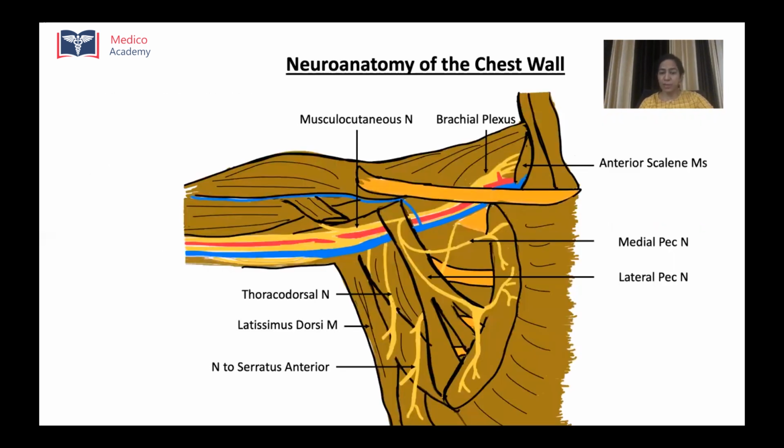Coming to the neuroanatomy of the chest wall. So here we are dealing with just the anterior part of the chest wall as well as the lateral part of the chest wall. So the anterior chest wall is mainly supplied by the medial pectoral nerve as well as lateral pectoral nerve. The lateral part of the chest wall is supplied by the intercostal nerves, the thoracodorsal nerve, which is also called the nerve to the latissimus dorsi, and also the long thoracic nerve or the nerve to the serratus anterior.